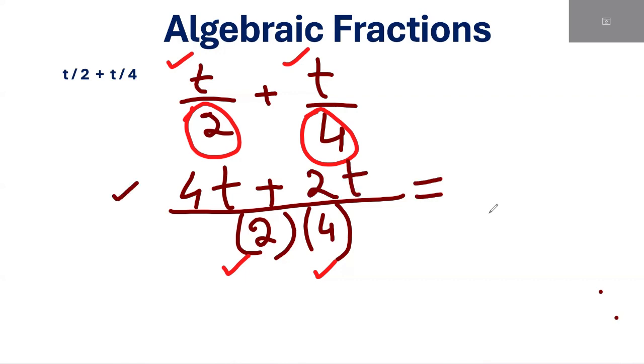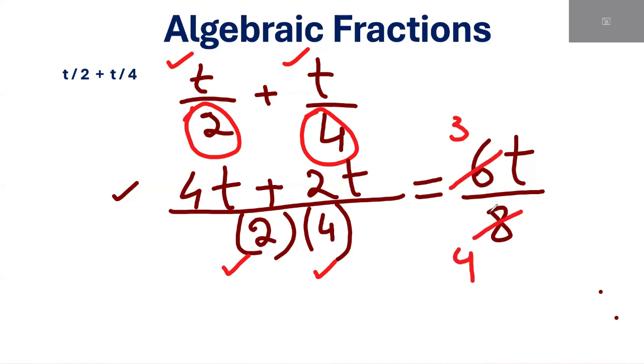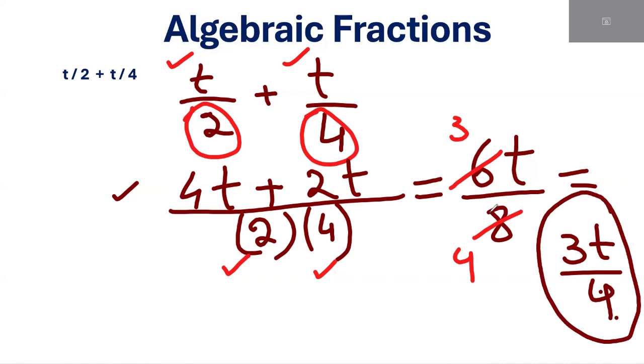4t plus 2t will give us 6t. And for the denominator, 4 multiplied by 2. 4 2s are 8, which can be simplified further. We can cancel 6 and 8. 2 3s are 6 and 2 4s are 8. So the final answer is 3t divided by 4. This is the final answer.